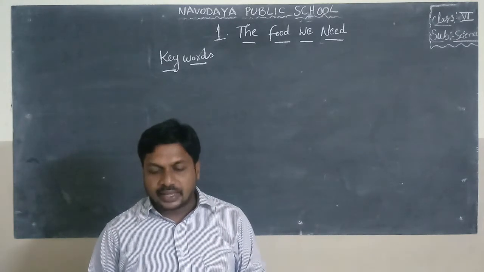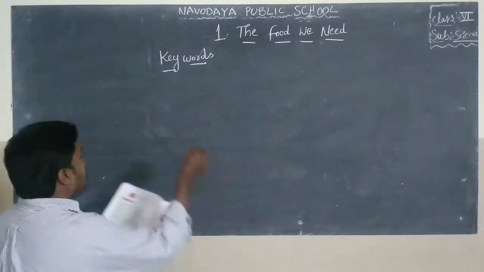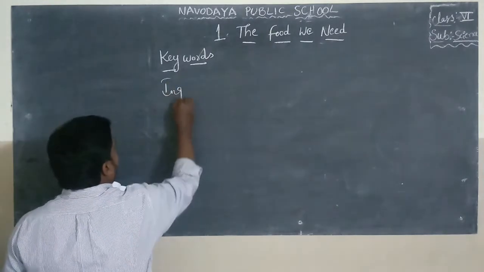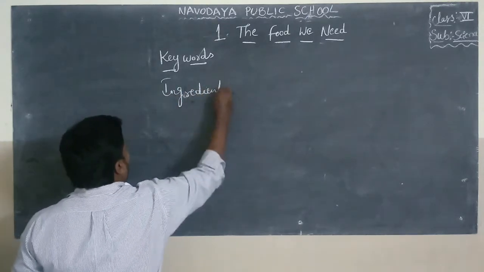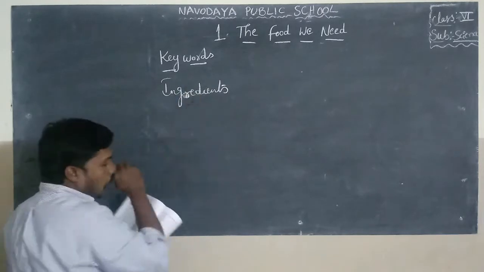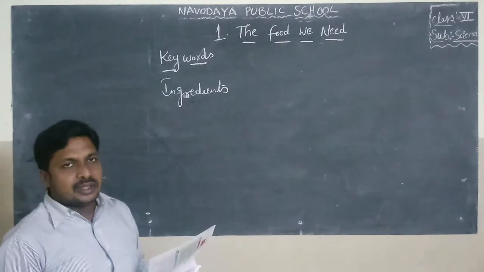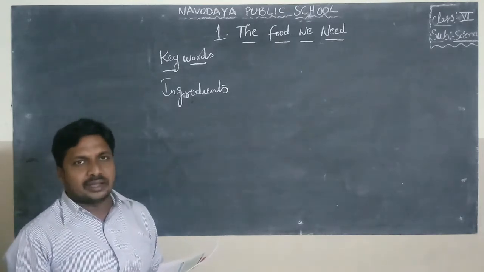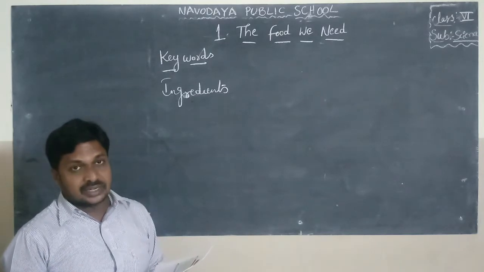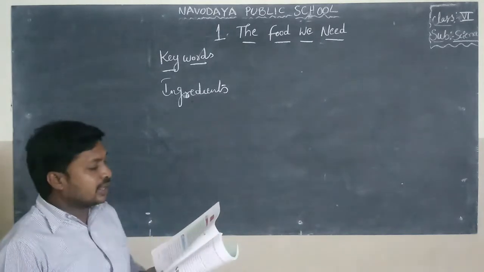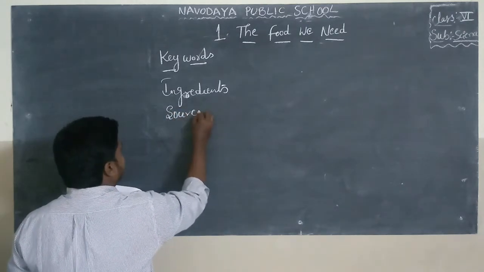First keyword, ingredients. What is meant by ingredients? Ingredients means the materials which we add to prepare any food item. For example, salt, chili powder, rice, oil, mustard seeds, etc. are ingredients.